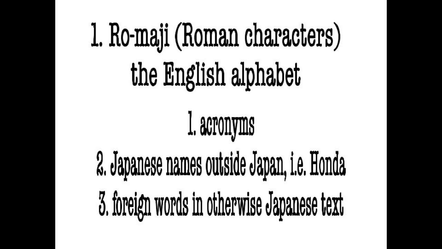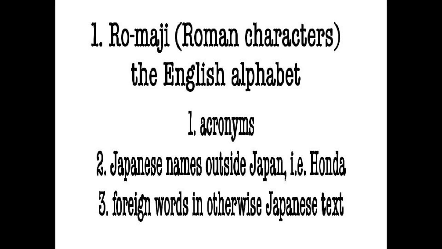These are used for acronyms, Japanese names when they're not being used in Japan, like Honda or Mitsubishi or Toyota, or foreign words in an otherwise Japanese text if you want to keep it looking formal and it's not very easy to put into Japanese text. Don't get too comfy with these, because you won't be using it too often. The Ro-maji look foreign, because they are foreign. Don't get accustomed to writing Japanese in your own language, or rather your own alphabet.